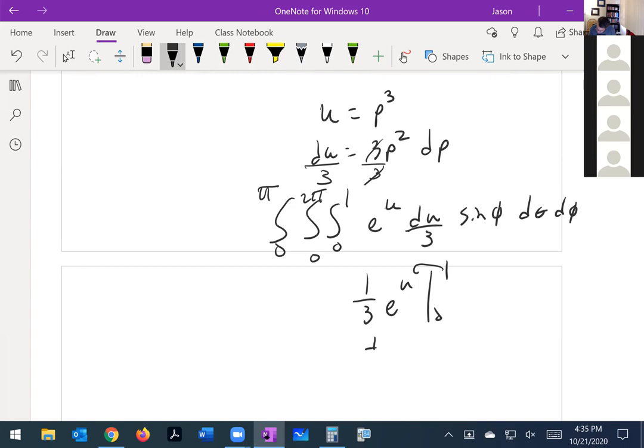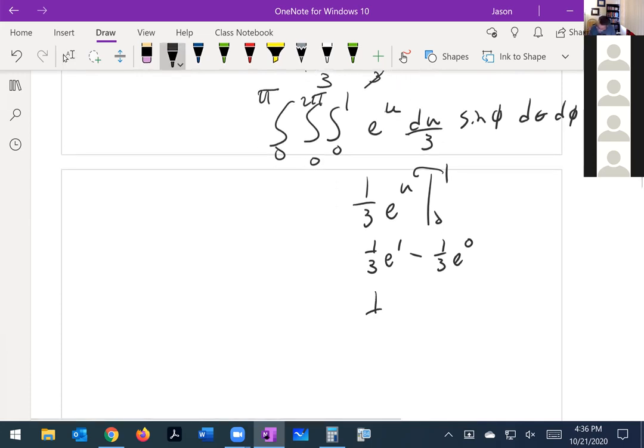Okay, so this is 1/3 e to the first minus 1/3 e to the 0. E to the 0 is not 0, so don't make that mistake. Okay, e to the 0 is 1. So what does this become? This becomes 1/3 times (e minus 1), times the sine of phi d theta d phi. Okay, integrate from 0 to 2 pi and then 0 to pi.